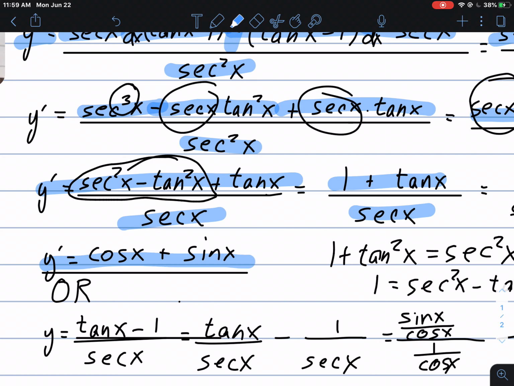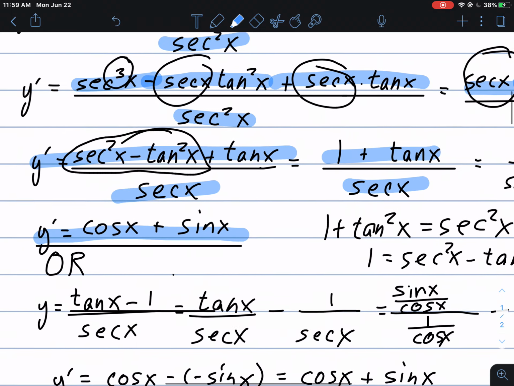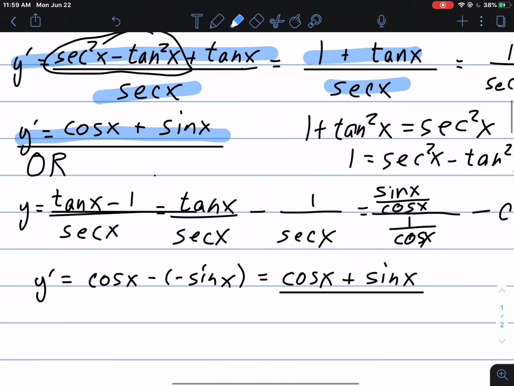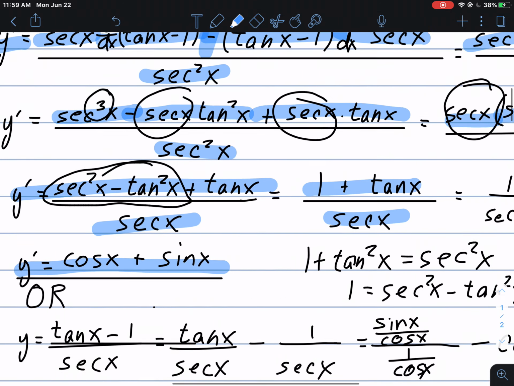Now here's the optional process. Because remember I told you, if we can get around without having to do quotient rule, because that's what we did here, you're typically going to be better off. Now with the trig functions though, you do have to be a little careful because it does require some use of some trig identities. So let's take the tan x minus 1 over secant, right?